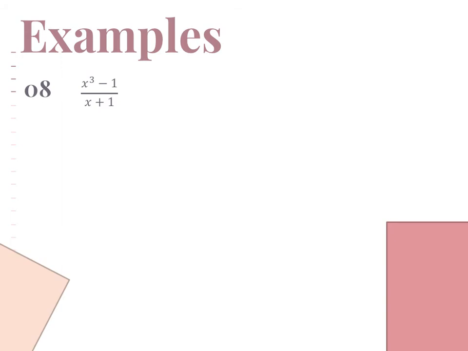Now we're going to do it synthetic. What's different with this one? You're missing terms. So I'm missing a 0x squared and a 0x. So I'm going to do 1, a 0 for the x squared, a 0 for the x to the first, and a negative 1 at the end.